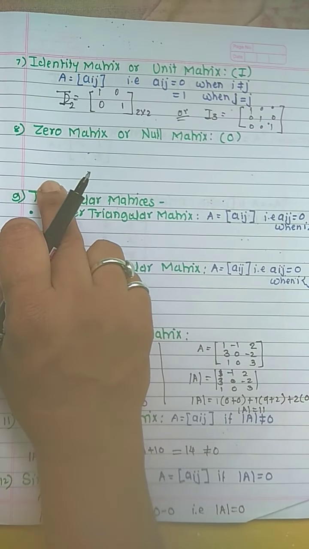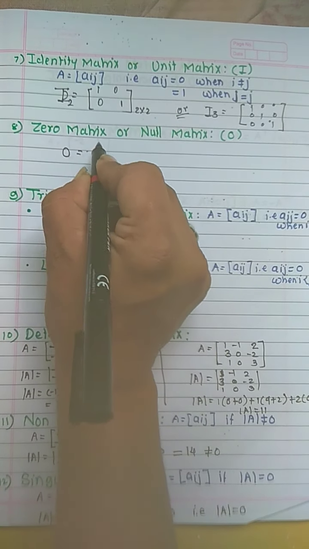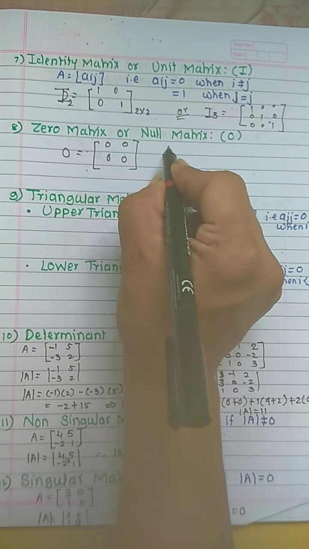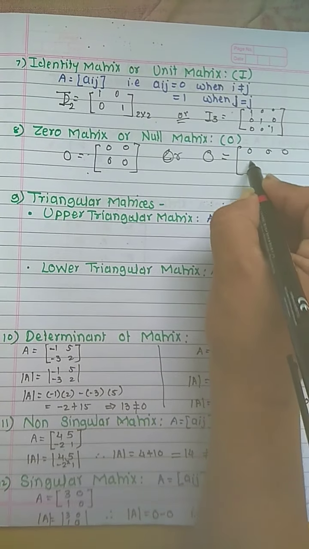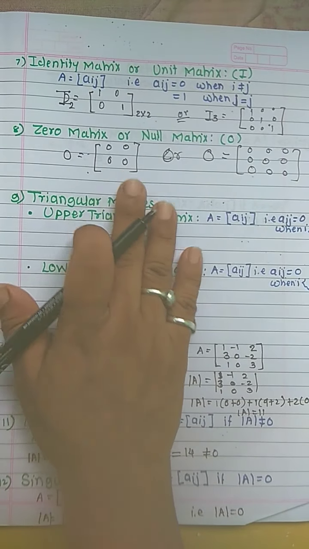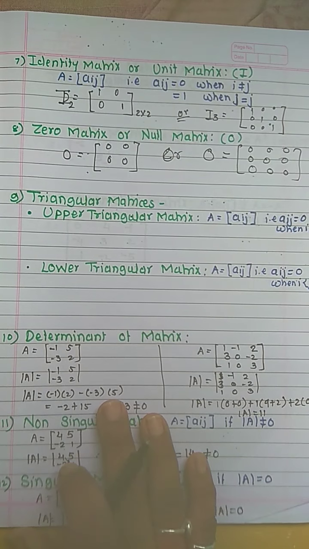And the 0 matrix is also called the null matrix and it is denoted by 0, a square matrix. All elements are 0. Second example, 0, 0, 0, second row elements 0, third row elements also 0. Therefore, this matrix is called the 0 matrix.